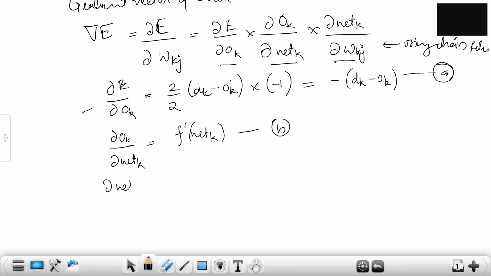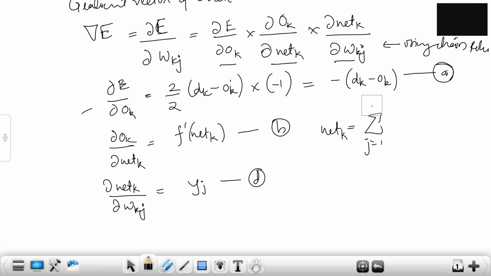What is that? ∂net_k upon ∂w_kj. Now what is this going to be? This is nothing but your y, that's the output. So this is going to be your... wait, this is D. There's another equation I'm going to write here. What is net_k? We have not defined. Net_k is nothing but the summation of j going from 1 to J of w_kj y_j. This is your net_k, so this is C.